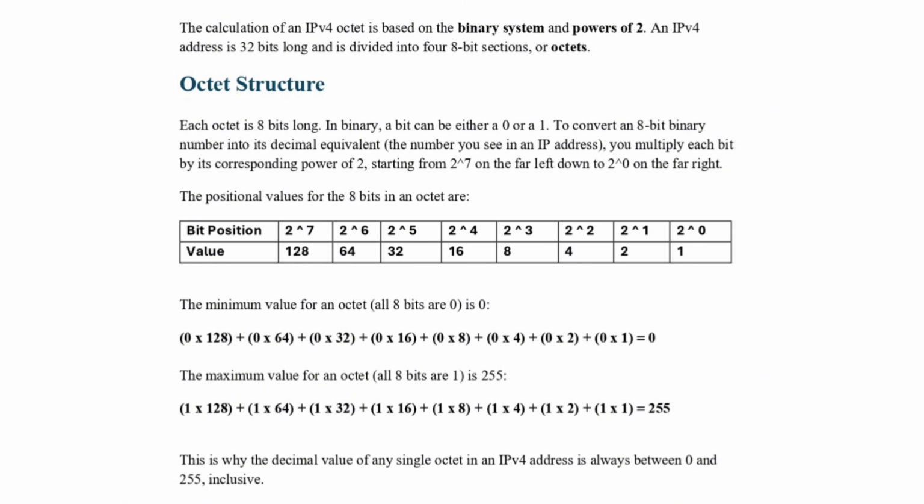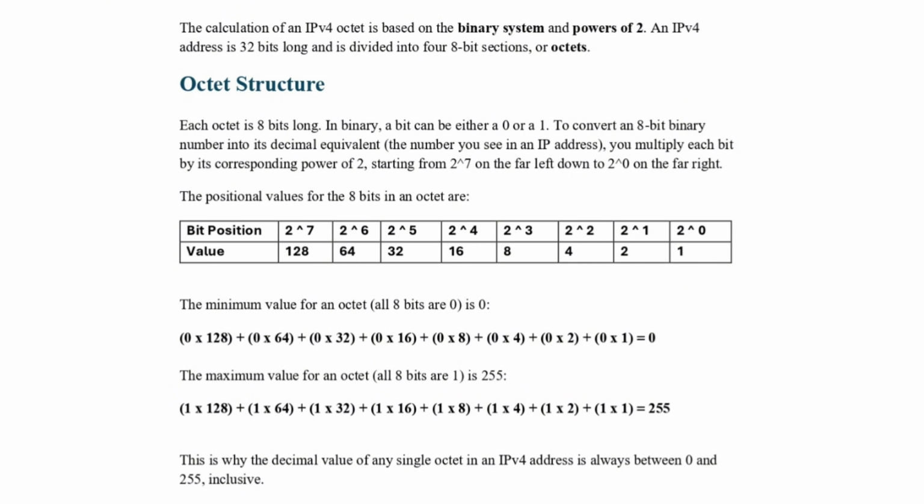And each of those is 8 bits. In total, 8 times 4 equals 32 bits. So in the octet structure, each octet is 8 bits long. In binary, a bit can be either a 0 or a 1. Also, the prerequisite is knowing that the system-level language of computers and devices is binary, and they only understand zeros and ones.